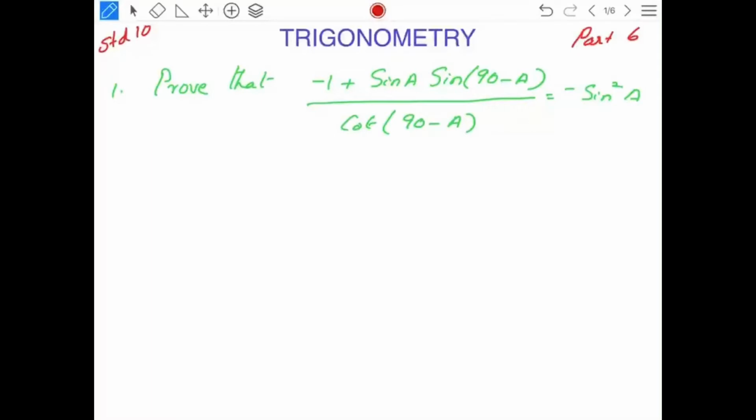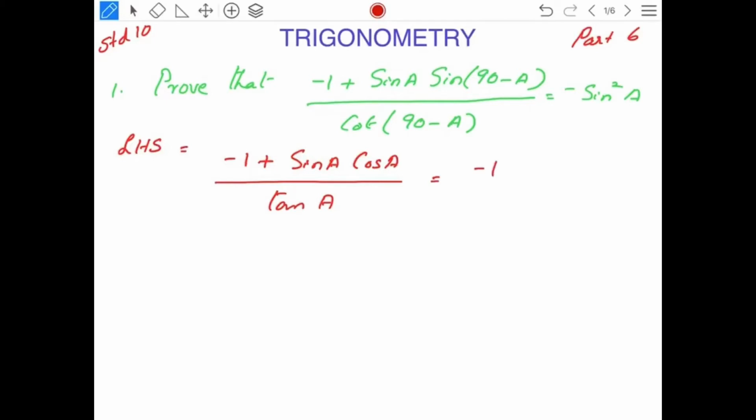Prove that this expression is equal to minus sine squared a. So we'll start with LHS. LHS is equal to, now sine of 90 minus a is cos a. So minus 1 plus sin a into cos a by cot of 90 minus a is tan a, is equal to minus 1 plus, now minus 1.